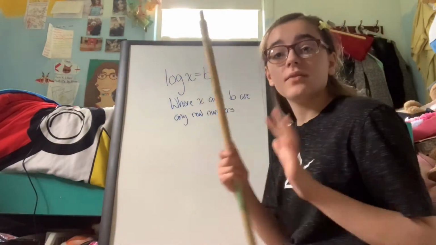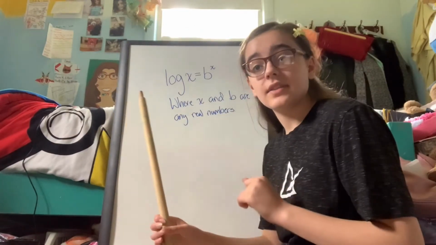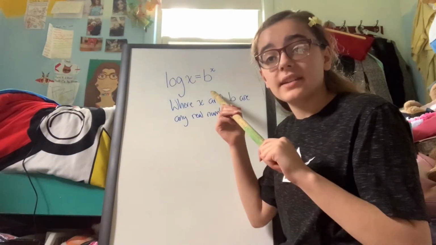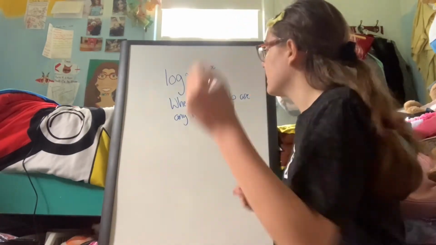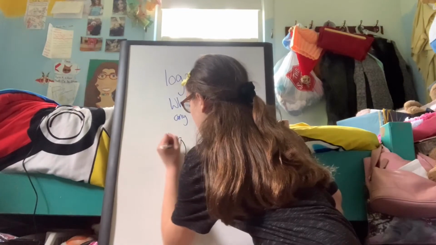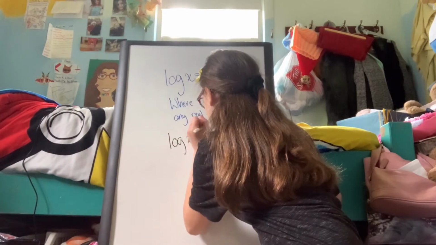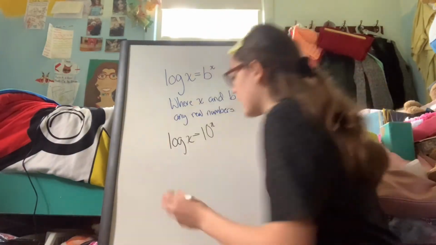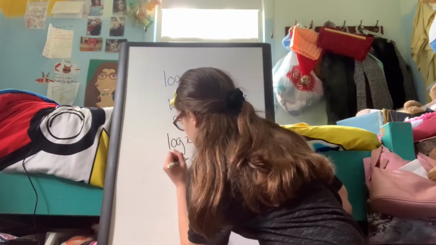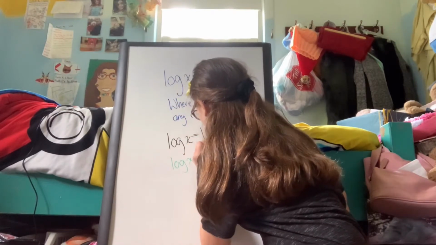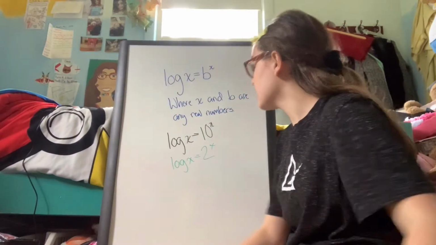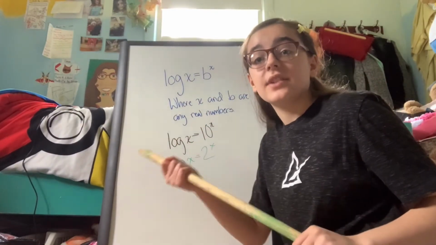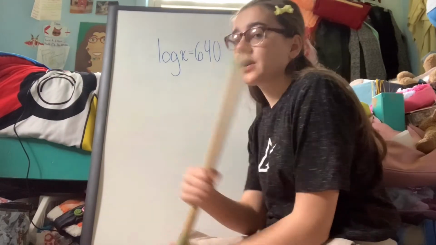The equation for a logarithm is b to the x, where x and b are any real numbers. X can be any real number, any integer, even negative numbers, while b can also be any number, but b represents a base. For example, in base 10, it would be log x equals 10 to the x. Or even in base 2 binary code, log x equals 2 to the x. And this goes for any number, which is why it's b, because b represents any real number. Logarithms can work with any number.